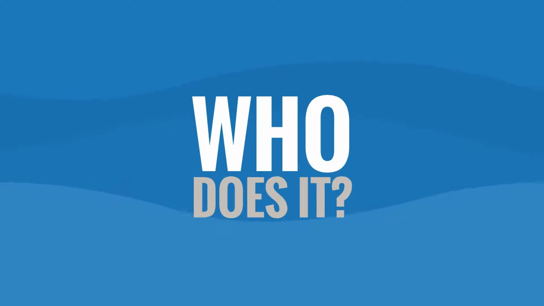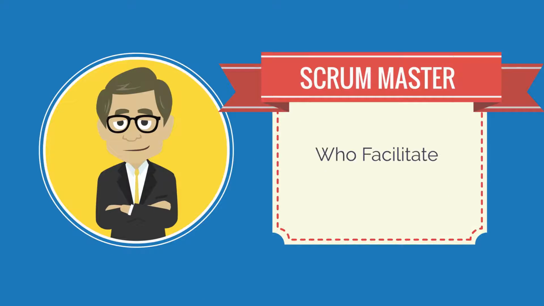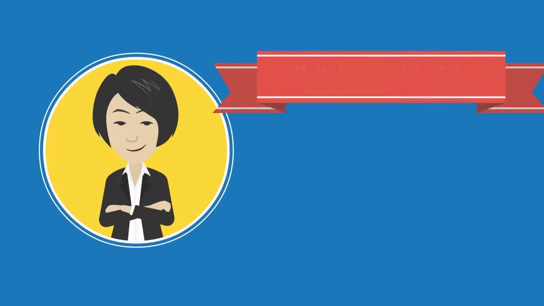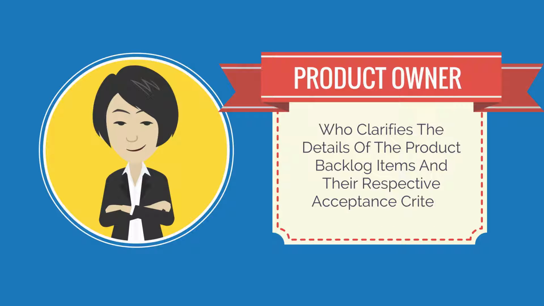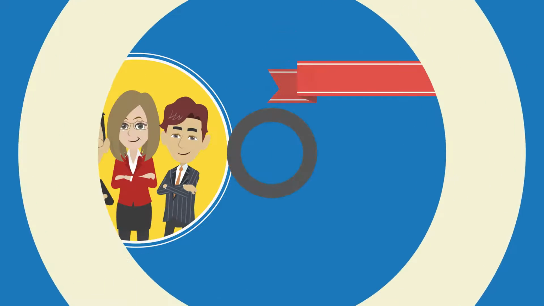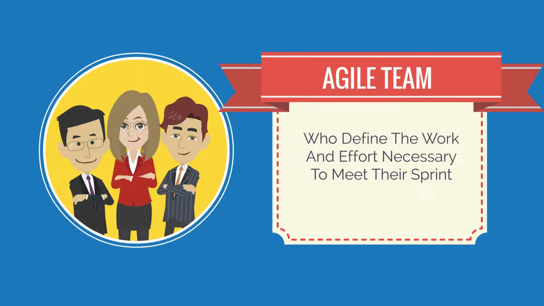Who does it? Sprint planning is a collaborative effort involving a Scrum Master, who facilitates the meeting, a product owner who clarifies the details of the product backlog items and their respective acceptance criteria, and the entire Agile team, who define the work and effort necessary to meet their sprint commitment.